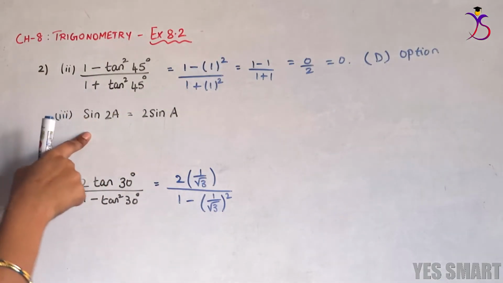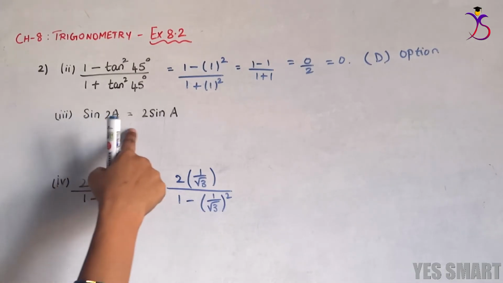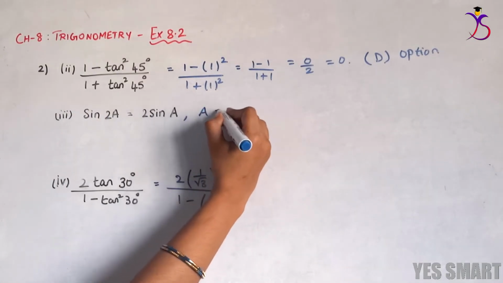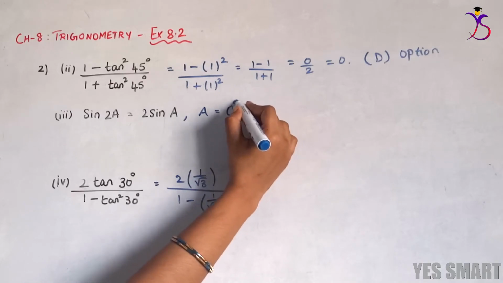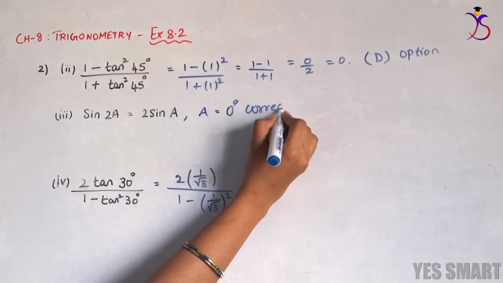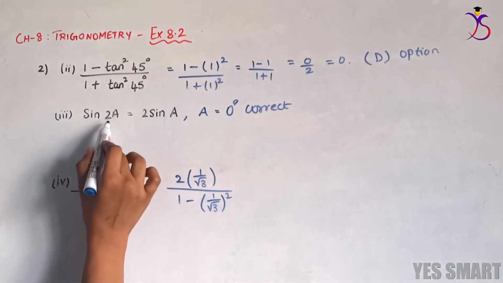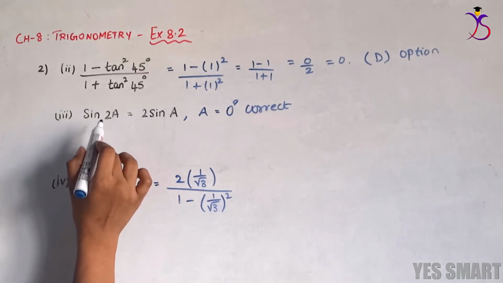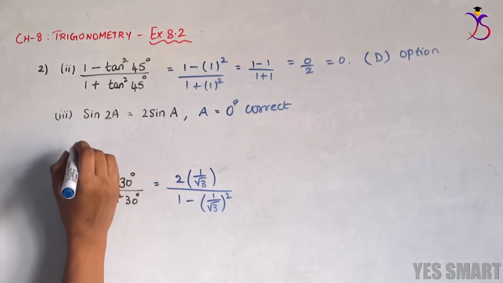Now sine 2a equal to 2 sine a. Among the given options, I would say a equal to 0 degree is correct, because that is the only option which satisfies this equation. We will prove how it is satisfying the given equation. I am just substituting the value of a.